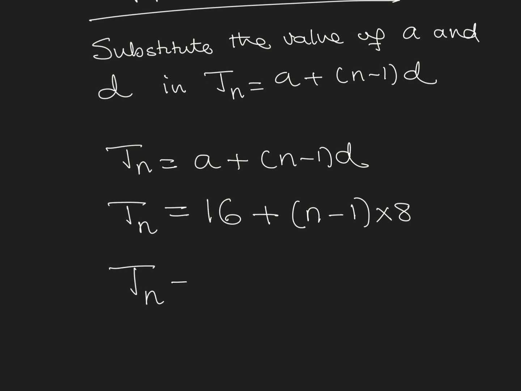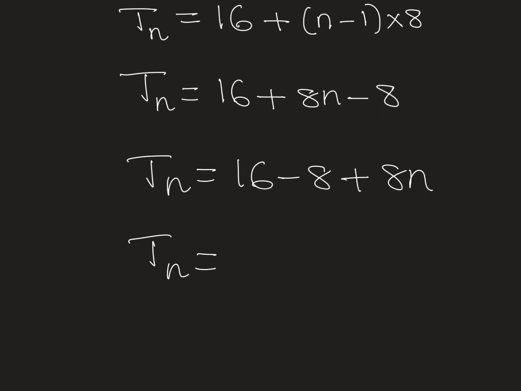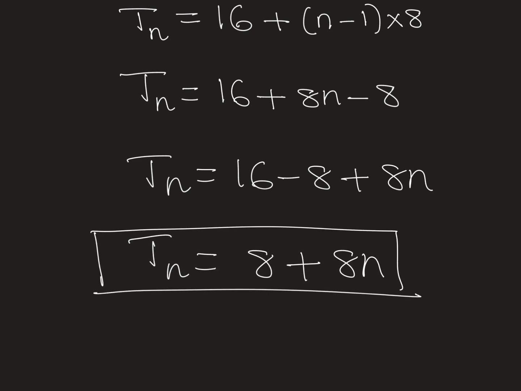So the nth term will be 16 plus n times 8 is 8n, minus 1 times 8 is 8. So t sub n is equal to 16 minus 8 plus 8n. So t sub n will be 8 plus 8n. And this is called the nth term. So you will substitute the values of a and d. The equation that it gives you is called the nth term. And this nth term actually will give you the terms.